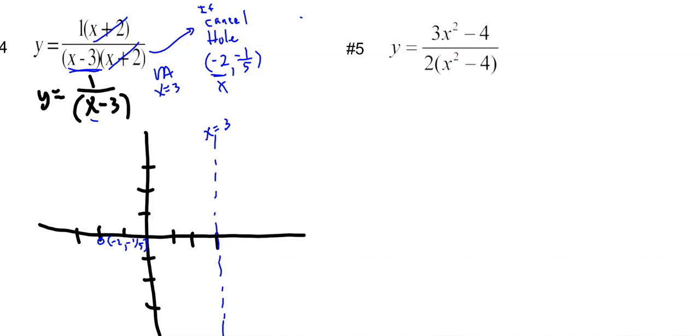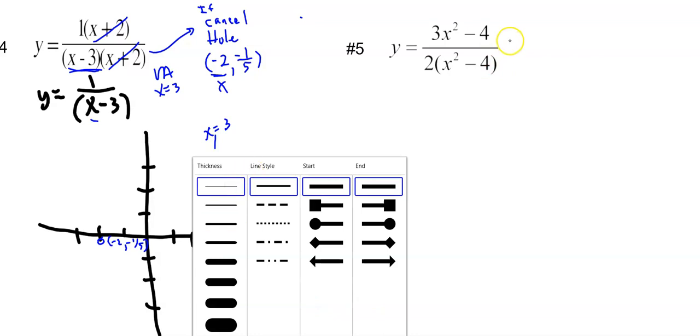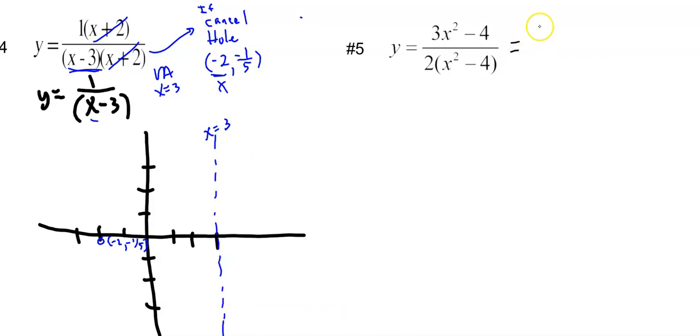So this one, before you do anything, I might consider factoring this. If it can factor, the numerator doesn't really factor, so I'm just going to leave that the way it is. But it'll definitely help us to factor the denominator. Hopefully you see it: x plus 2, x minus 2.